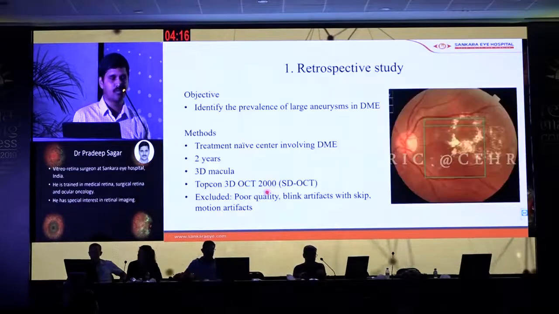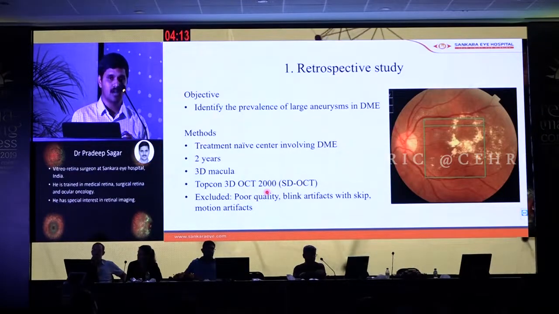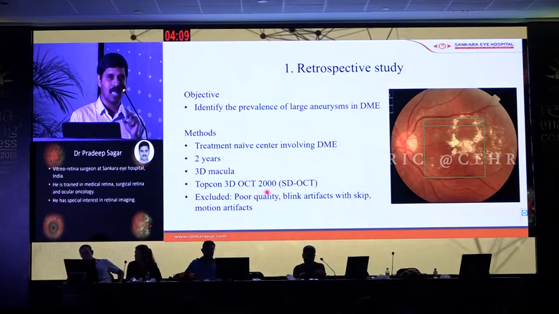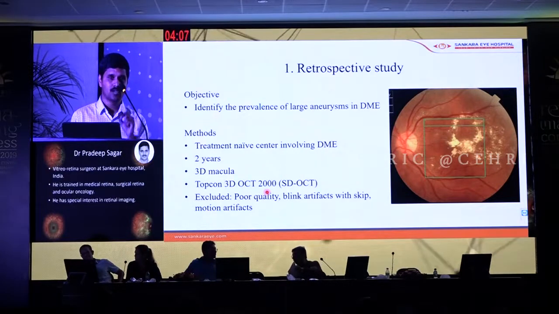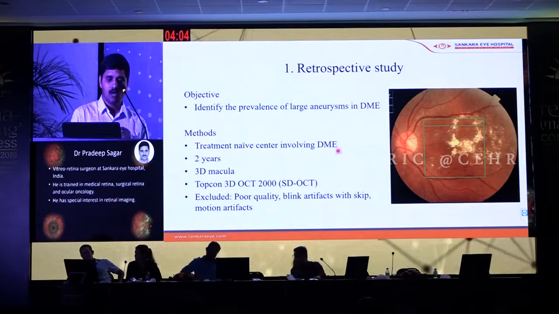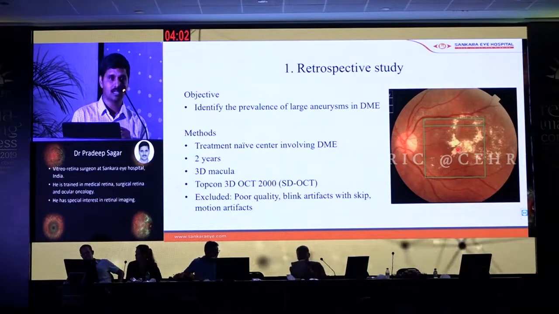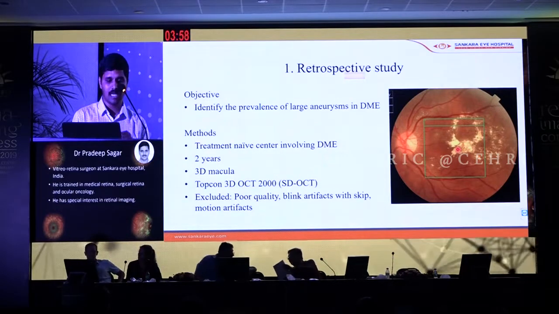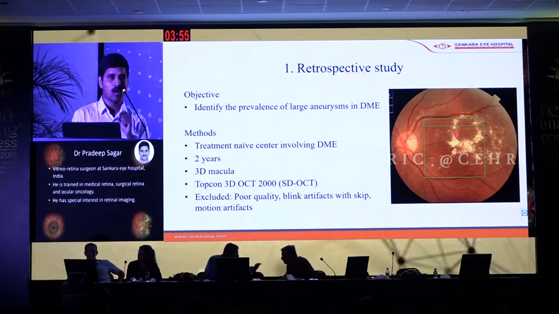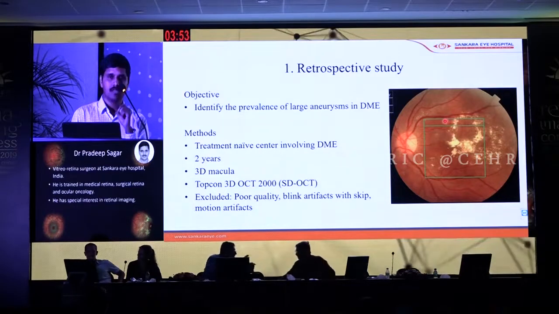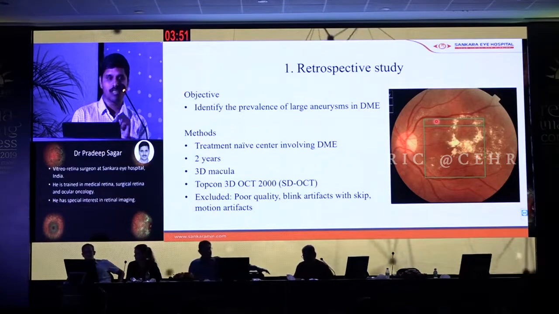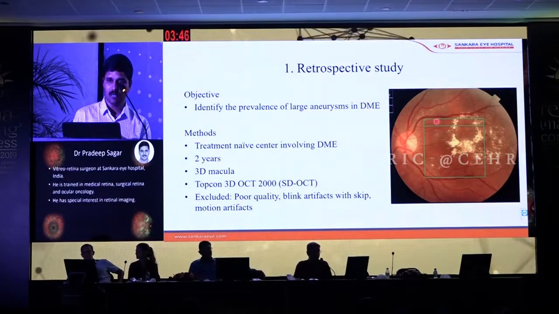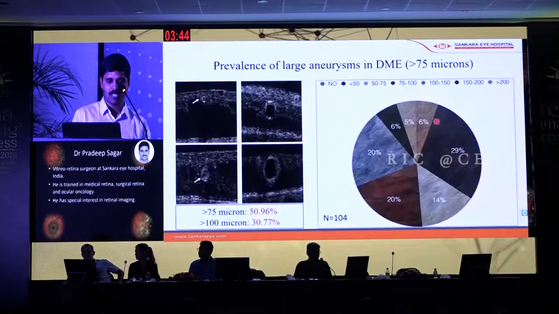With this outset, we planned a retrospective analysis of our patients with treatment naive DME who presented to us in the last 2 years. We included only those cases with a good 3D macular OCT centered on the fovea. We excluded those cases with poor quality, blink artifact or motion artifact. We searched for aneurysms in all the 127 B scans of the 6 by 6 mm 3D macular OCT.